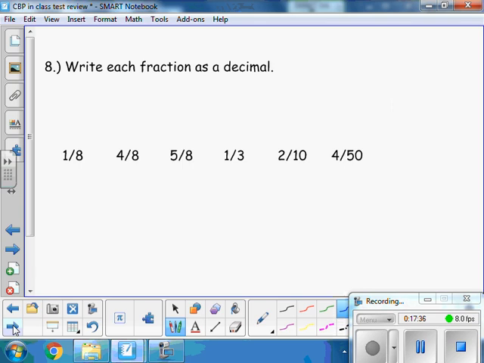That's a good one. Oh, write each fraction as a decimal. Holy moly, this one just keeps going. Write each fraction as a decimal. Once you press pause and you try it out.